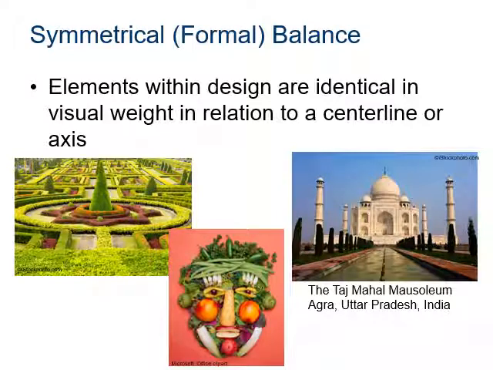You'll see three images right here of formal balance. Okay, the left and right side of all three of these images look like they're similar weight, like the bushes at the top left, as well as the bottom in the center. All right, the person's left and right side of the vegetable face look similar. Same with the Taj Mahal in Italy. Okay, they're identical in visual weight in relation to a center line. In this case, the center lines are left to right.